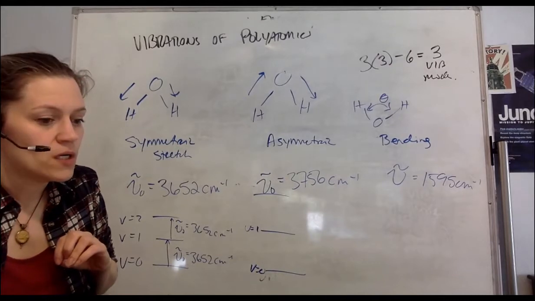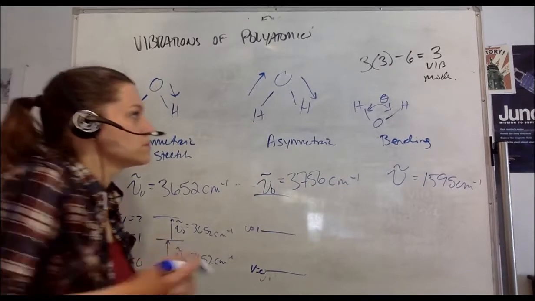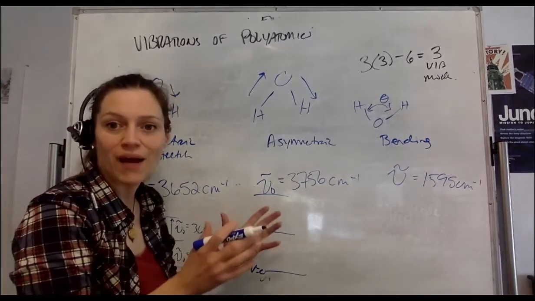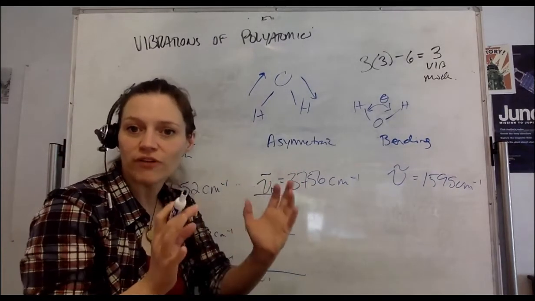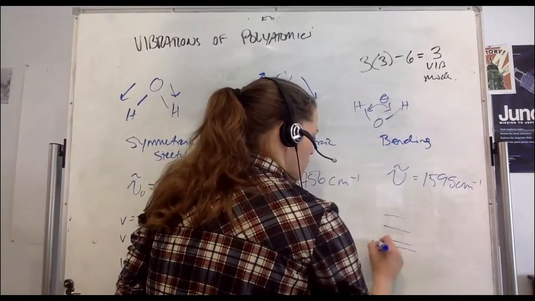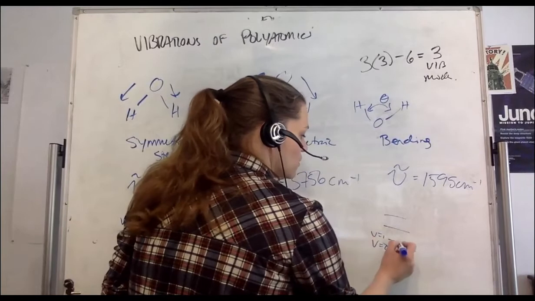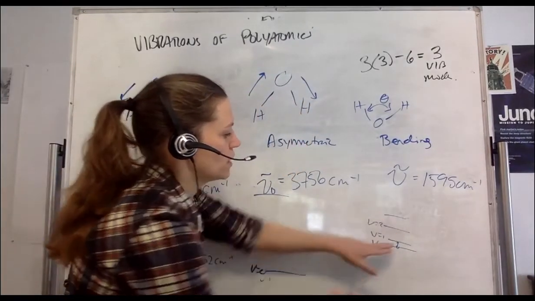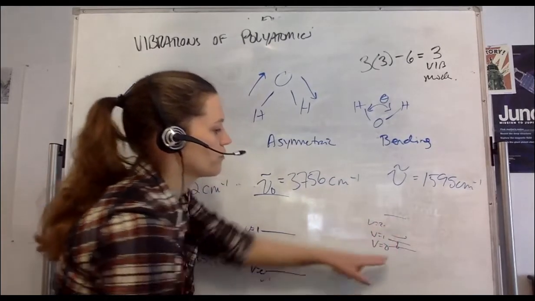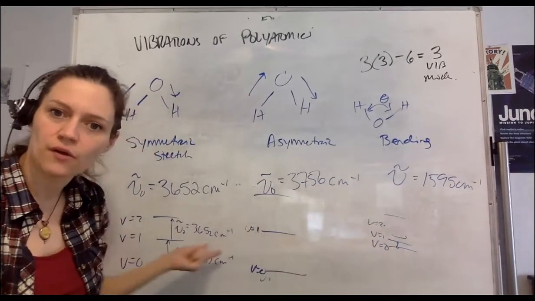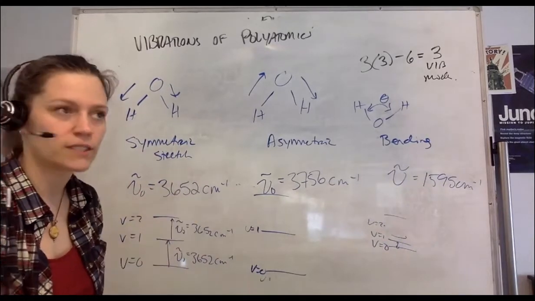Go team. So, well, think about the quantity of mass that's moving in terms of what you define as a vibration. And the other thing is, V equals 0, V equals 1, the transitions here, so the difference in these energy states should be the same value, about 1595. So these are much closer together than the transitions from symmetric or asymmetric.